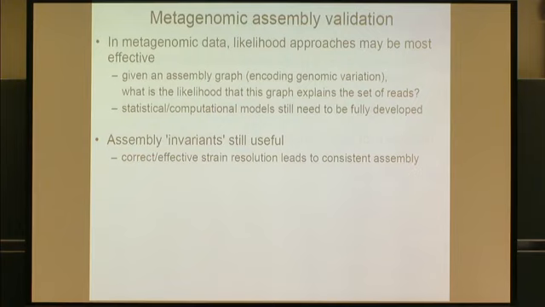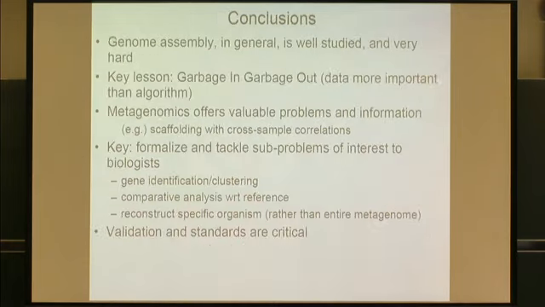Likelihood approaches can be extended to metagenomic data, assuming you get the right information. If the assembler tells you this contig has this multiplicity, then you can use that information to compute a likelihood score that now fits the metagenomic data. And now I finish.